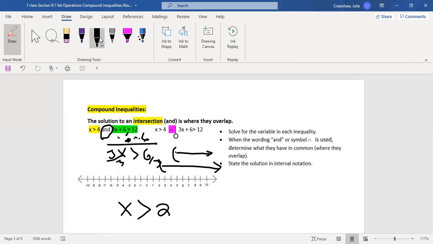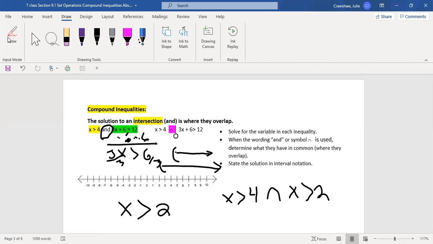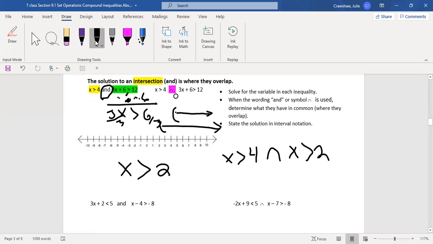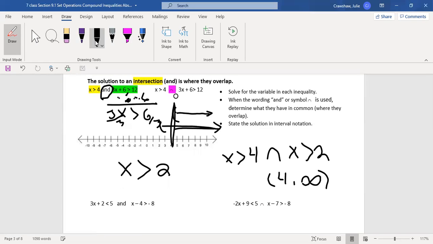So the intersection of x is greater than 4 and x is greater than 2, the intersection of those two inequalities is going to be parentheses 4, comma, infinity, parentheses. Because at 4 and everything to the right, those two lines would be right on top of each other. So that's the point that both of those inequalities share. That's the intersection of them.